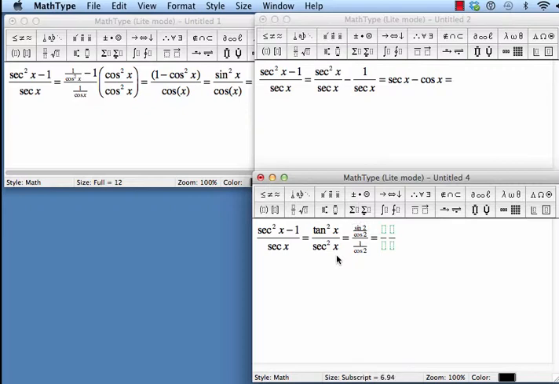When I've got a fraction divided by another fraction, then I find it helpful to rewrite that as multiplying the first fraction, which is sine squared of x over cosine squared of x, by the reciprocal of the bottom. And so the reciprocal of the bottom is cosine squared of x over 1.